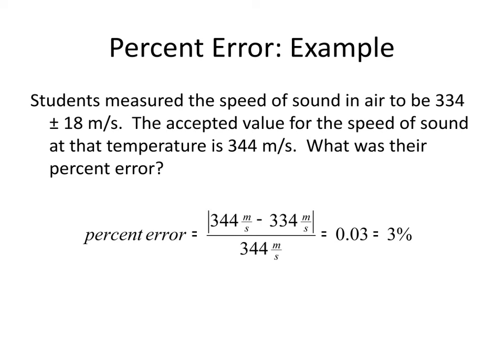To calculate percent error, we'll just use our formula. So the absolute value of 344 meters per second minus 334 meters per second, and we get 3% when we work that out after dividing by 344 meters per second, the accepted value.